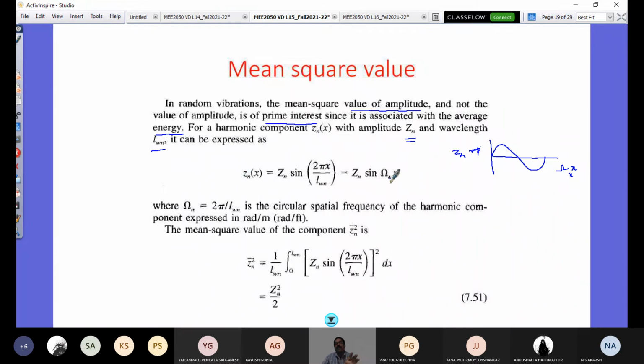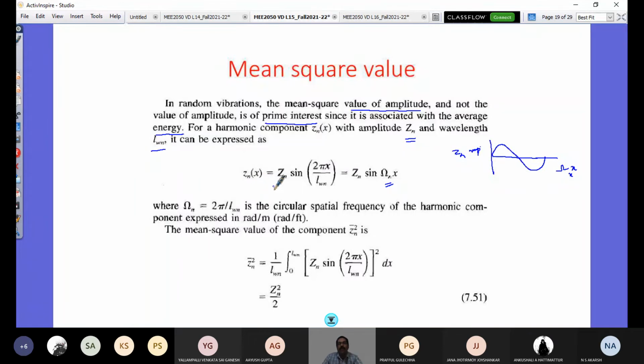So 2 pi by wavelength is the spatial frequency, and you multiply it with the distance. Like omega t, here you put spatial frequency times x. That is what is going to give you my nth harmonic component. Like that, I have n number of components.